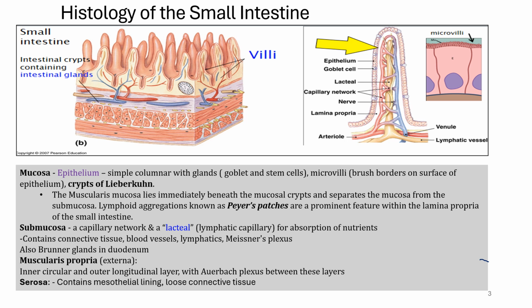Now, the muscularis mucosa lies immediately beneath the mucosa crypts and separates the mucosa from the submucosa. And you're going to find these lymphoid aggregates known as Peyer's patches, and I'll talk a little bit about that. In the submucosa, you're going to have a lot of loose areolar connective tissue and large vessels. From the large vessels, you're going to have these lacteals that come up all the way to the villi, and that's to help with the absorption of nutrients.